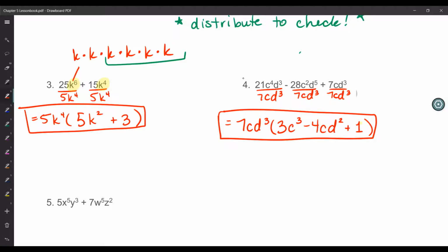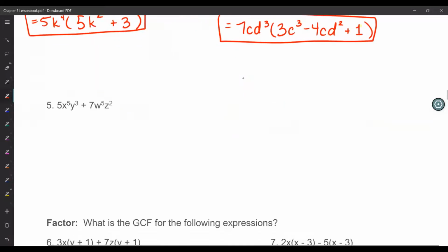Okay, why don't you guys try number 5, see if you can factor this. Oh, actually, no, I'm not going to make you guys do that one. Are there any common factors out of 5 and 7? I don't think there are. We have only 1 dividing into each of these.